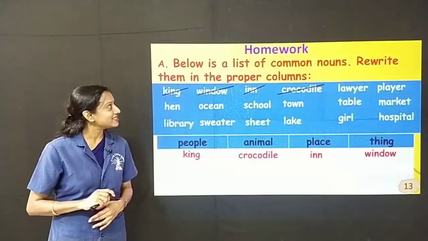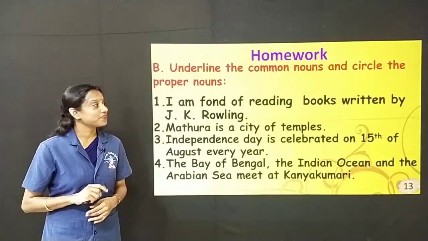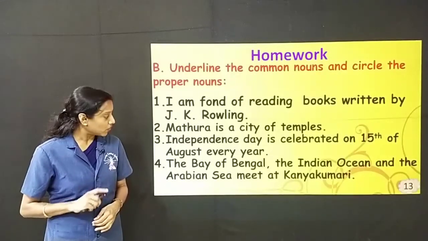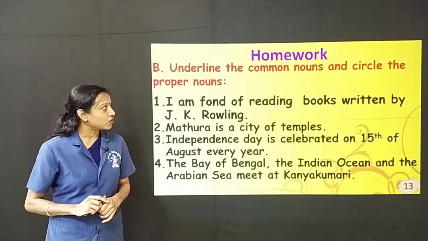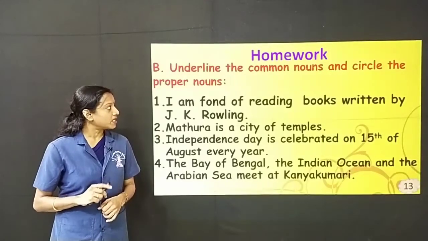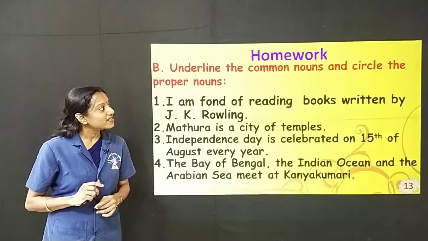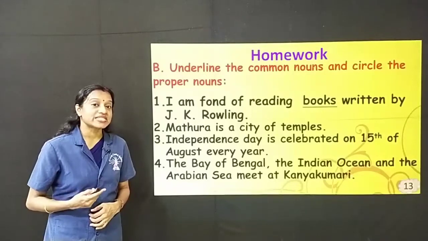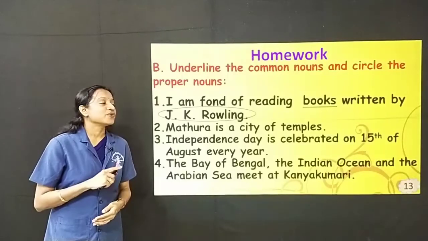Page number 13, exercise B. Underline the common nouns and circle the proper nouns. This again is your homework, but I am going to do one of these. Number 1, I am fond of reading books written by J.K. Rowling. Now children, here I am fond of reading what? The books. So books come in the common noun category, so I am going to underline it. And written by whom? Written by J.K. Rowling. He is the author of the books. So I am going to circle it.